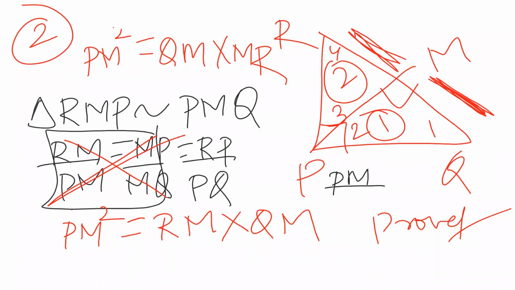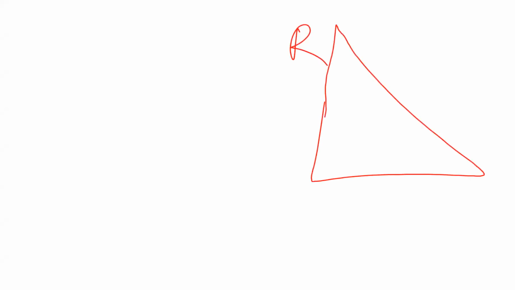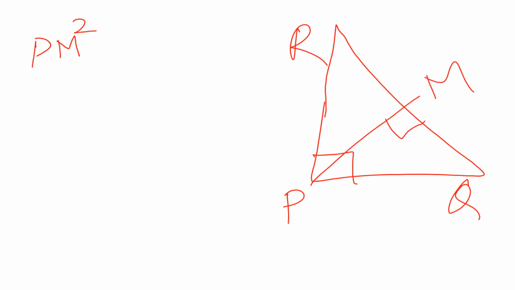So if I am taking, we'll draw the diagram again. R, P, Q. This is 90, and this is M. So what you have to prove? PM square is QM into MR.